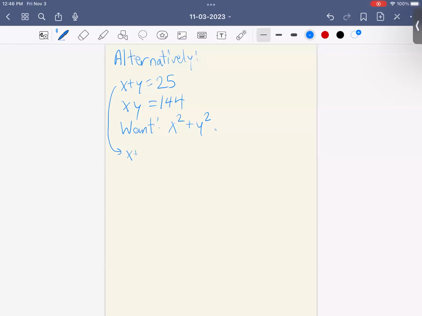Exactly. If we square x plus y equals 25, we get x plus y squared equals 25 squared, which is the same thing as saying x squared plus 2xy plus y squared equals 625. That's 25 squared there. Now, what we want is x squared plus y squared, but what we have is x squared plus 2xy plus y squared. What's the last step that we have to do?